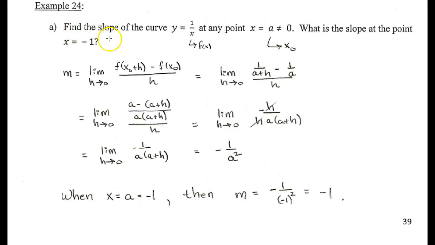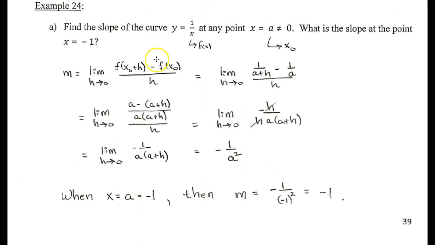So in Part A, you're asked to find the slope of the curve y equals 1 over x at any point x equals a, as long as a does not equal 0. What is the slope at the point x equals minus 1? So first of all, we're going to do it for general any point x equals a. So the function that we're talking about, f of x, is 1 over x. And the x naught that's in the definition of the slope of any tangent line is the x equals a. The a is the x naught.